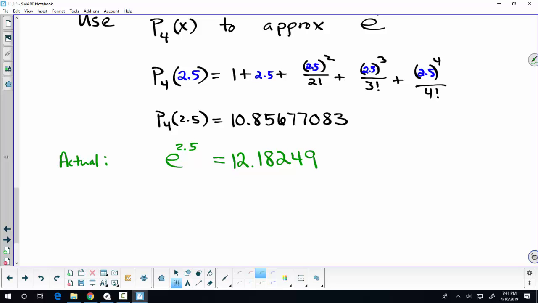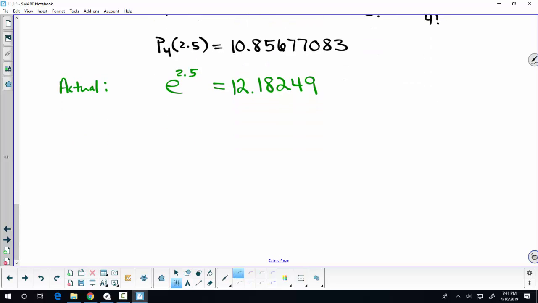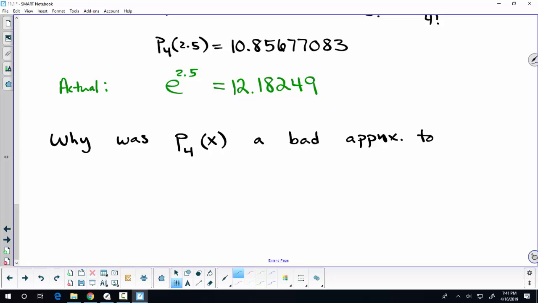Are we so far off then? So that's the question we want to answer. Why is this approximation so far off? Because what, our A, originally, right, it's not close to that. Yeah. So let's put this here: why was P sub 4 of x a bad approximation to e to the 2.5?